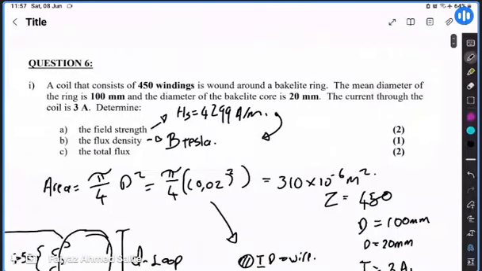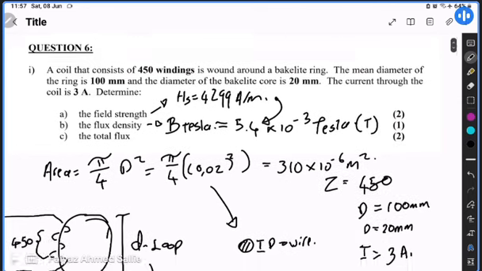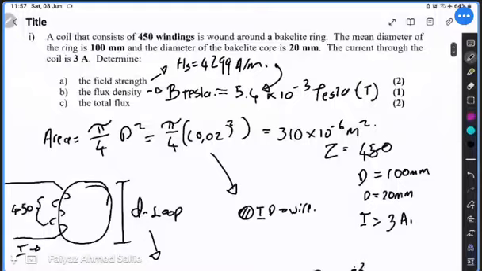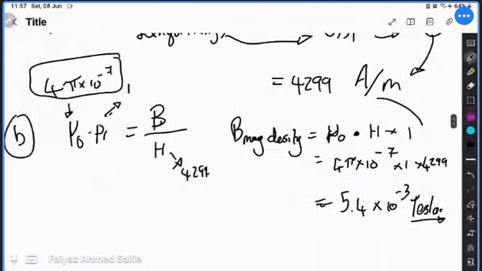So let's go back here. And we got how much? Let me go back to the calculator. 5.4 times 10 to the negative 3 Tesla. So you can write the full version or you can just write T, depending on what you prefer in the exam venue. So the next question is total flux.